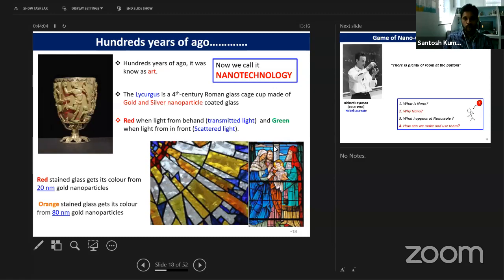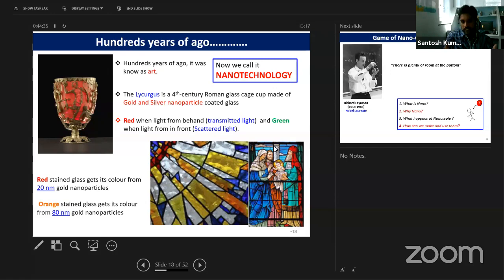It is made up of gold and silver nanoparticles embedded in a special dichroic glass. I won't go into the detail, but yes, it's embedded with gold and silver nanoparticles. It is showing two different colors, right? Red, when light shines from behind, that is transmitted light, and green when the light shines from the front, that's scattered light.